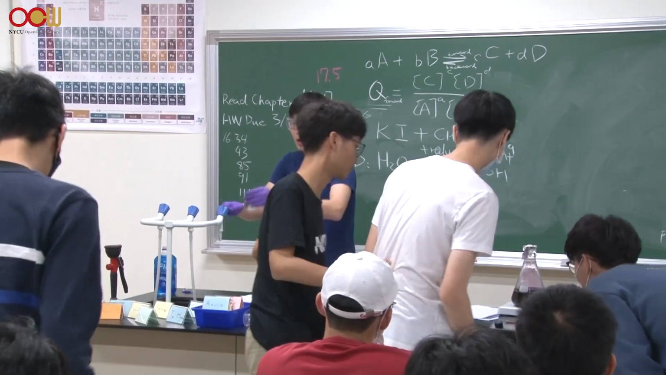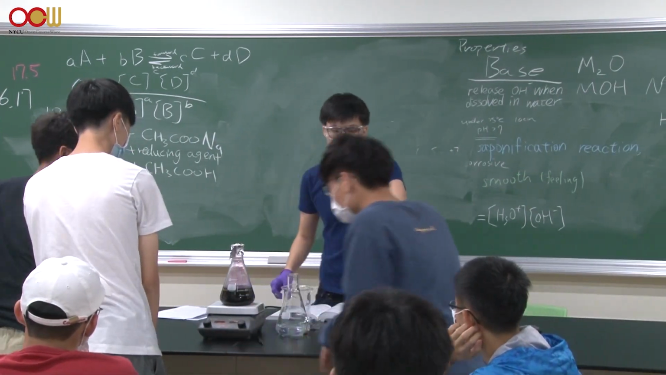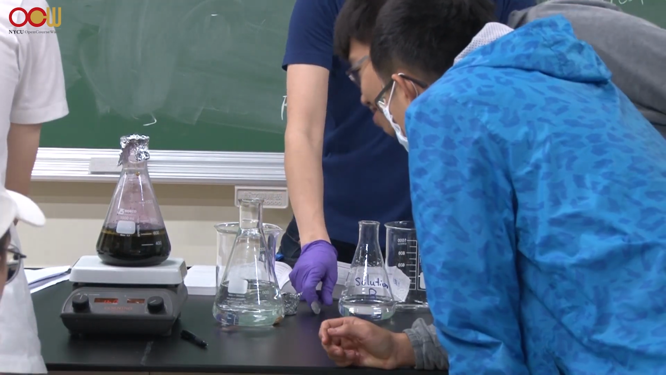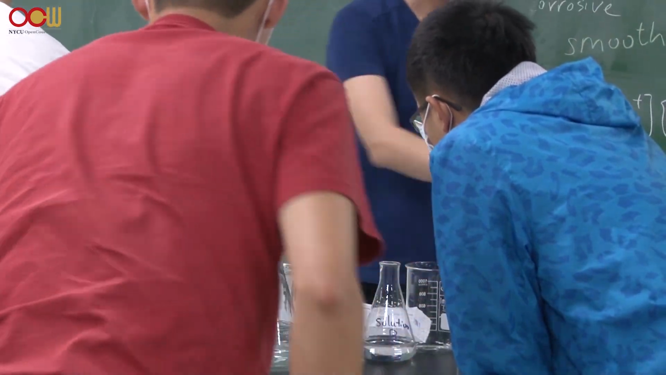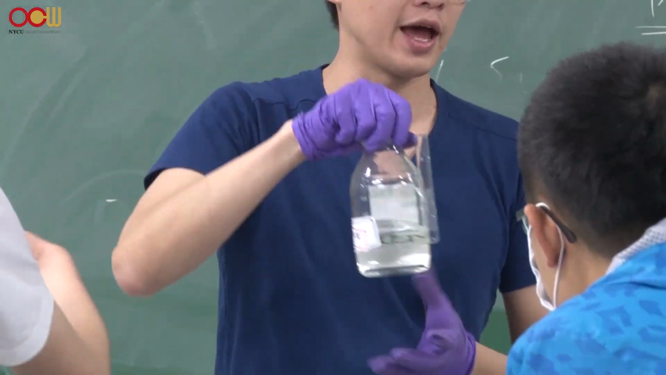So this is just tap water. One beaker is tap water. I'm going to put it over here. In a different container, I'm going to put alcohol. This is ethanol, 95% ethanol.